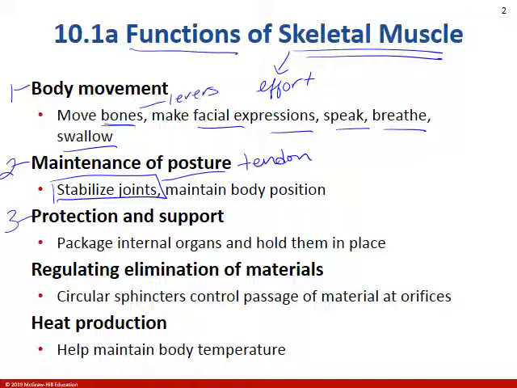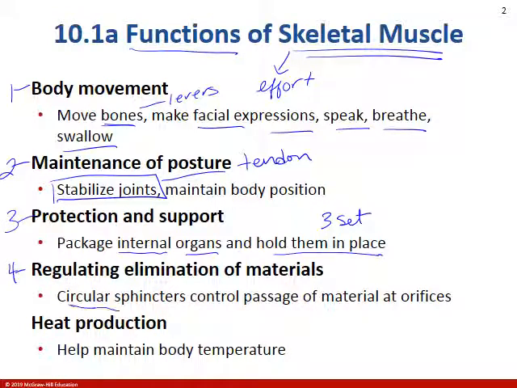3, protection and support. We're going to see muscles in areas that are covering internal organs, holding them in place. Probably the best way to think about that are those abdominal wall muscles. We'll talk about the fact that we have 3 sets of abdominal wall muscles. We don't have any bones on the anterior portion of our abdominal cavity. So this is offering some sort of protection and support.